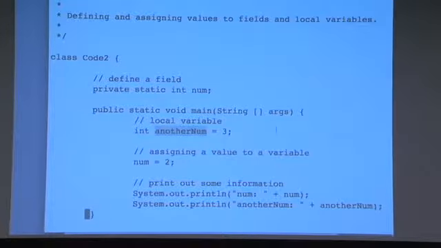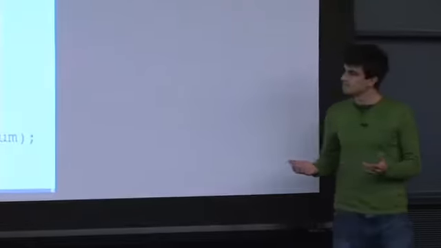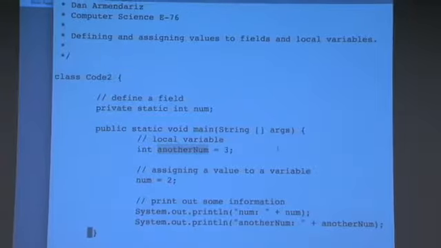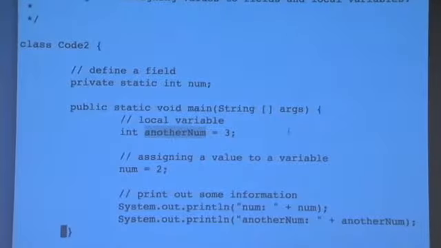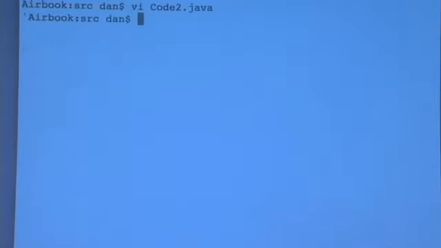All right, so what is the expected output of this program? It's not too complicated, but what do we expect it to say if I were to run this program? So the first line, yeah. Print out num:2, and the next line would be another num:3. Right, so what we expect is for it to say in the first line num:2, then in the next line another num:3. So let's see what happens when we do that.